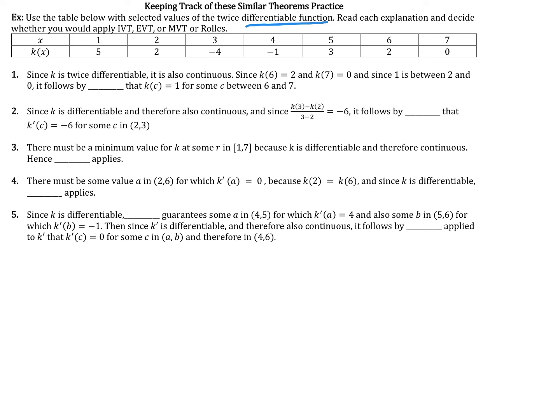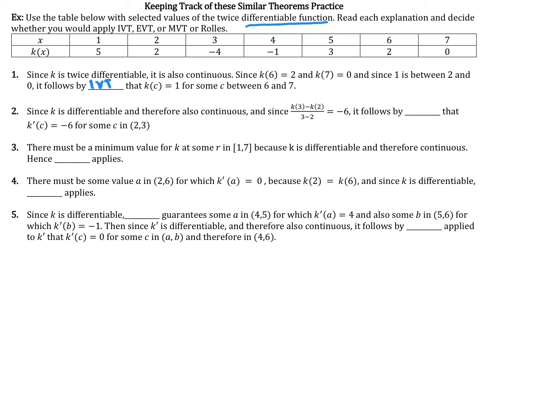Number 1 says, since K is twice differentiable, it's also continuous. Since K of 6 equals 2 and K of 7 equals 0, and since 1 is between 2 and 0, it follows by some theorem that K of C has to be equal to 1 for some C value between 6 and 7. So notice we're not specifically addressing the derivative at all. We're saying we're continuous. This number is between two other numbers. Therefore, we must have an output there. So that's IVT that we're using here.